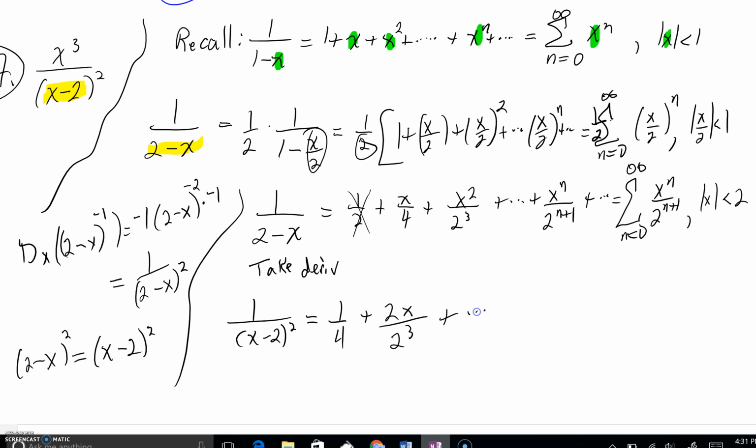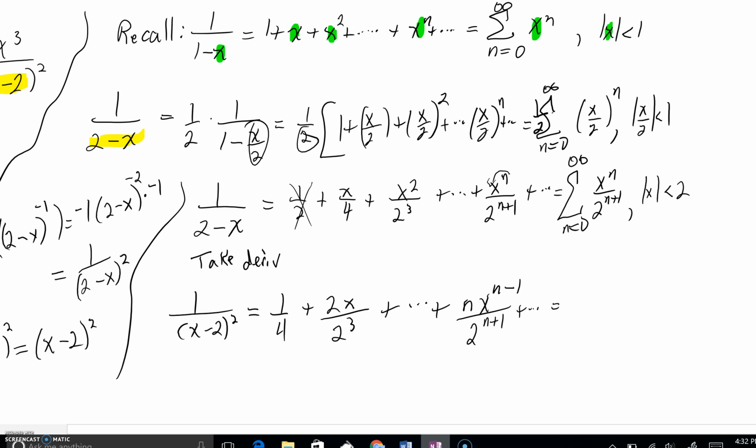We could say plus dot, dot, dot. Derivative of x to the n. We're only taking a derivative with respect to x. So we bring down the n. We'll have nx to the n minus 1. Still have this 2 to the n plus 1 in the denominator.